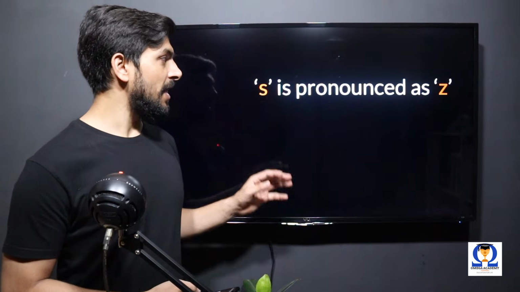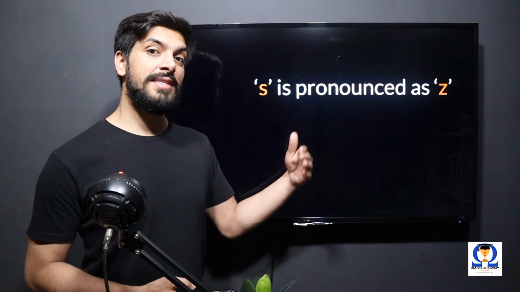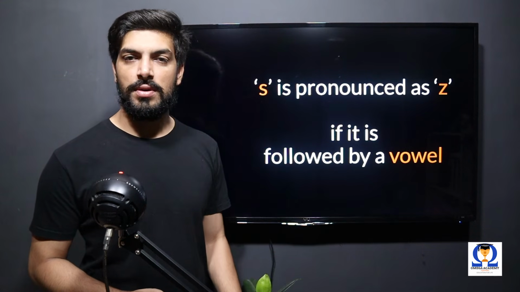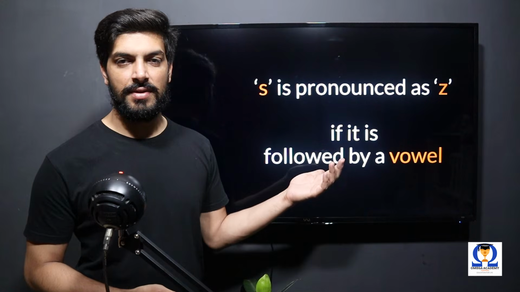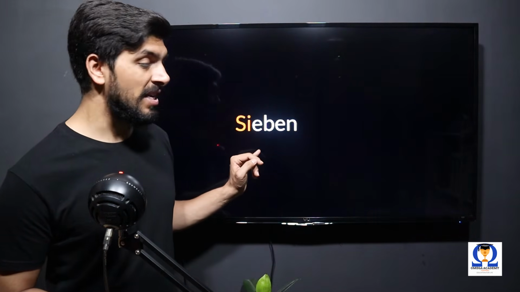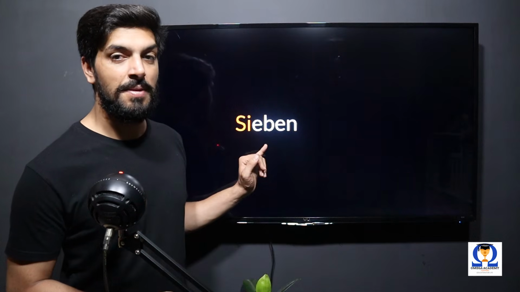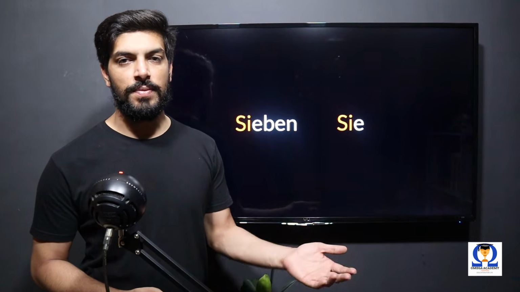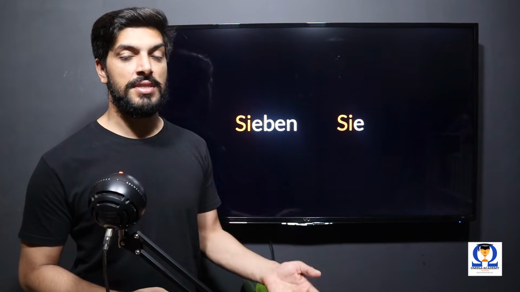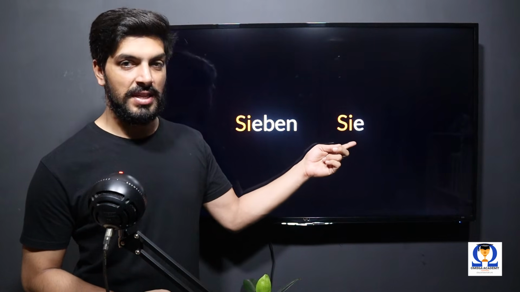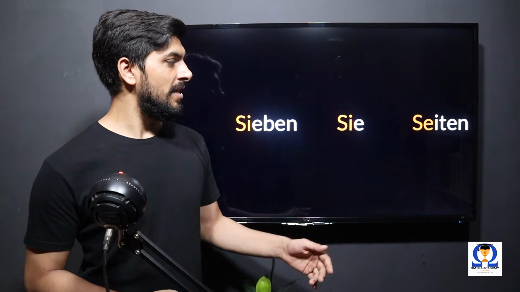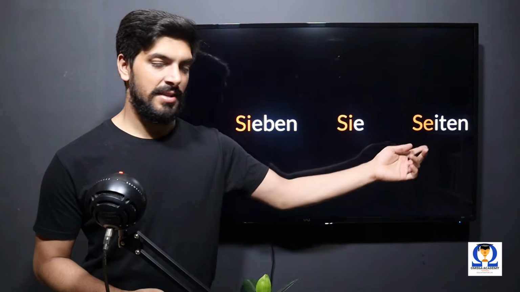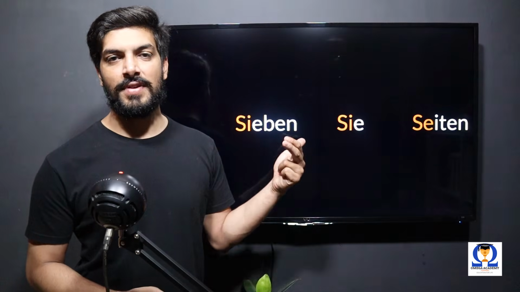Right. Then we have S. S is pronounced as Z if there's a vowel present in that word next to that S, right? Let me show you an example. Sieben, not sieben anymore. Sieben, that is 7. Sie, that is you. Many kinds of you, but for now, remember, we are practicing pronunciation. Sie, because there's a vowel involved just after S. Then we have Seiten. Seiten are pages, right? Seiten, because E is involved after S.